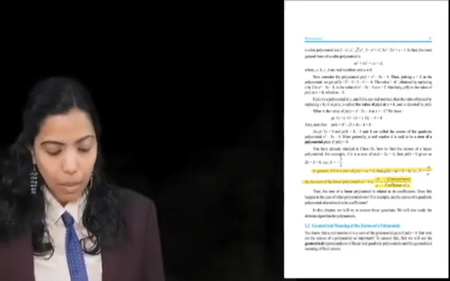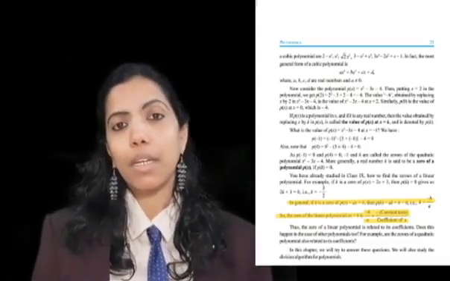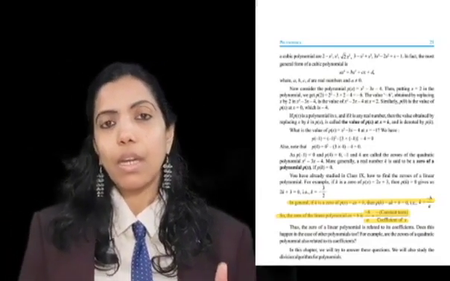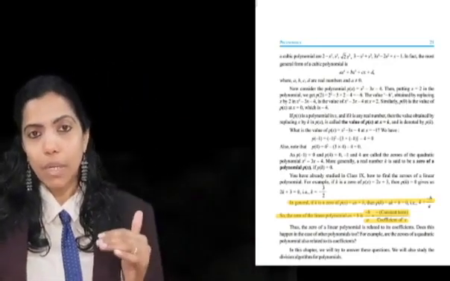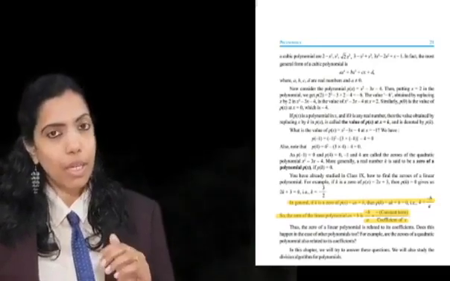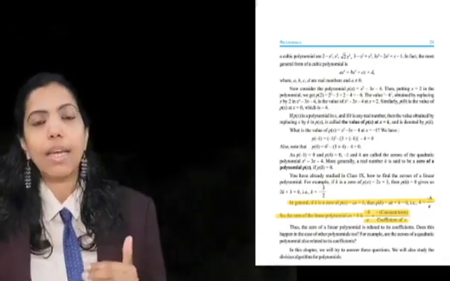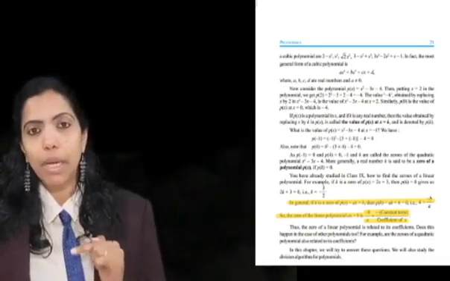Now I can find the zero of the linear polynomial. How? P of x, what is the linear polynomial? Ax plus b. Now we are going to equate that ax plus b with 0. So what is the value of x from that one? We can solve that particular equation. ax equals minus b, and x equals minus b by a.